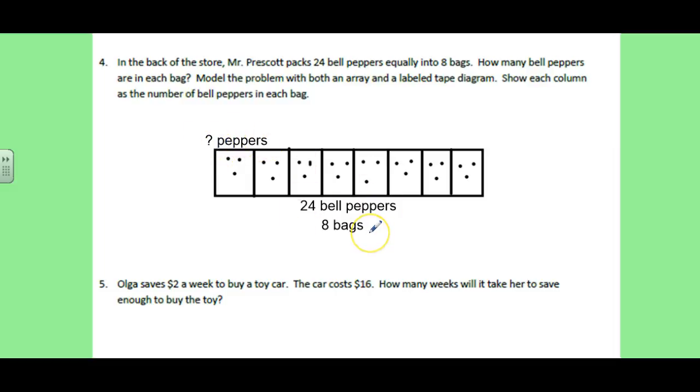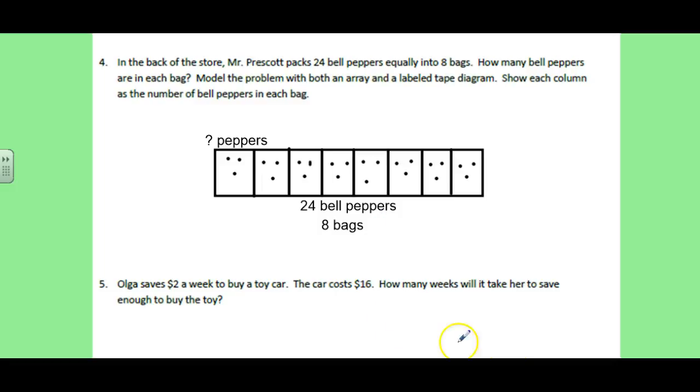Down at the bottom, we knew the total. We knew that there were going to be 24 bell peppers, and we did know that there were going to be 8 different bags that we were working with, so that's what we labeled down at the bottom. So if you need to fix anything on your problem set, you can go ahead and do that now and push play when you're ready to move on.